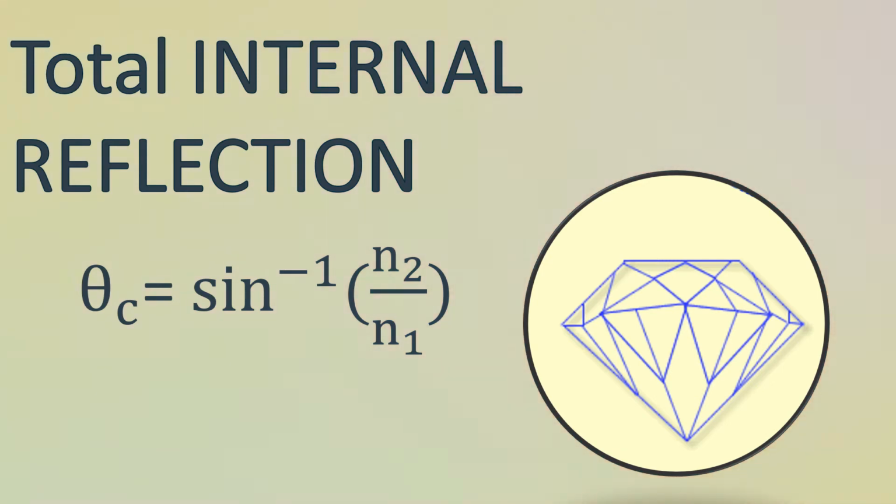Let's proceed to the total internal reflection. This happens when the angle of incidence in a dense medium exceeds a critical value, and instead of light going through the interface, it reflects. In other words, the interface between the medium acts like a mirror. The equation of total internal reflection is given by theta c is equal to sine negative 1 multiplied by n2 divided by n1.